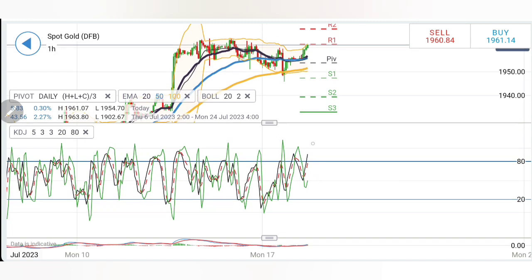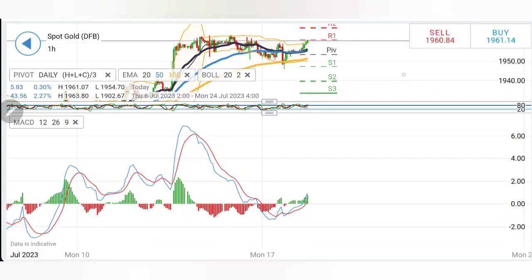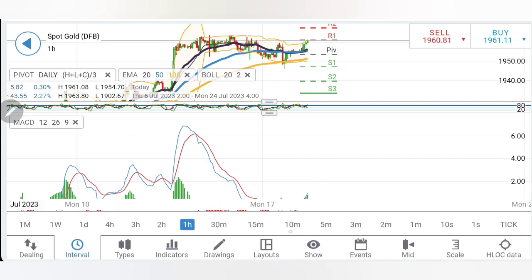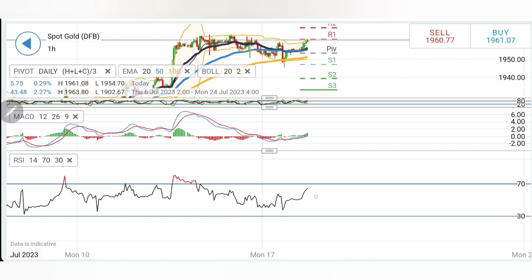But let's have a further detailed look. See, stochastic is back in the overbought zone. The MACD is trading with divergence and bullishness. It has seen a sharp drop, now looking forward to a recovery. And RSI is also recovering, looking upwards on the hourly charts.